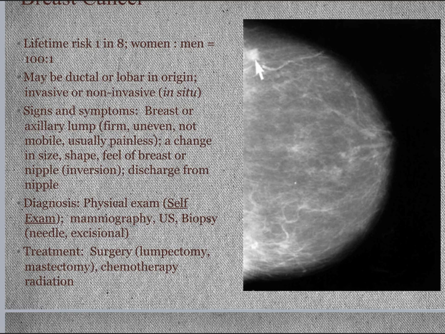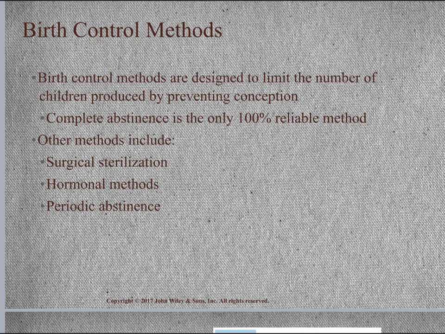Now, how do you diagnose this? Typically, self-exams is the first primary source. Physical exams, visual exams, you notice an abnormality in your breast. Mammography is another way. We use biopsies with needle and excisional techniques to help biopsy test those tumors. Treatment: surgery, a lumpectomy, a mastectomy where we remove either just the lump or the entire breast. Chemotherapy followed by radiation.